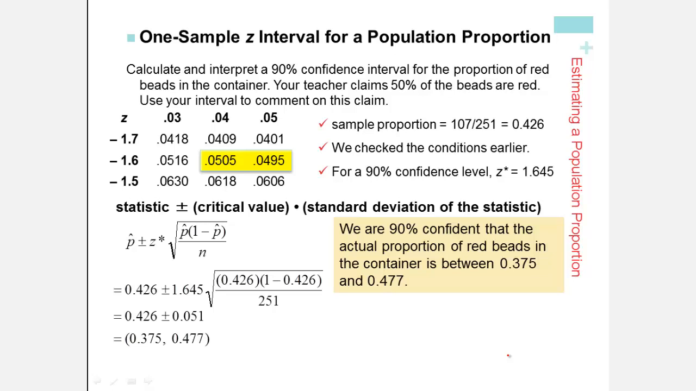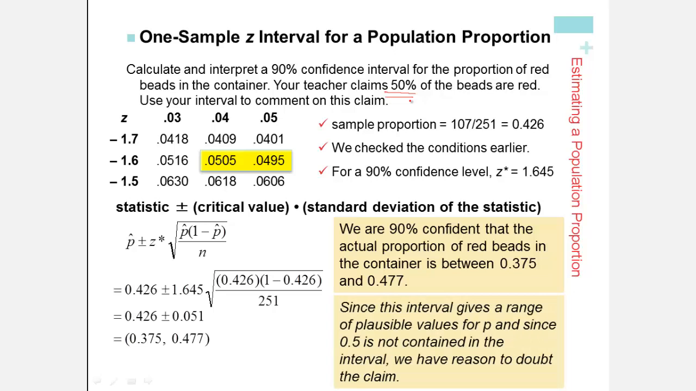Now, looking back at my claim that 50% of the beads are red, we would conclude that since the interval gives us a range of plausible values for p, and since 0.5 is not contained within the interval, we have reasons to doubt my claim.